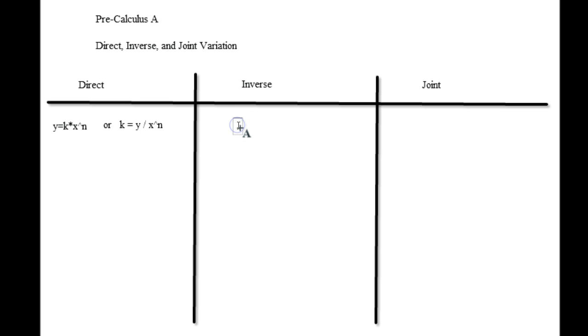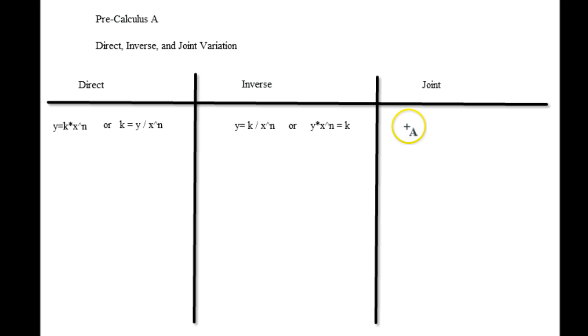Okay, now inverse, the formula is going to be y equals k divided by x to the n. Or, to find the constant of variation, it's going to be y times x to the n equals k.